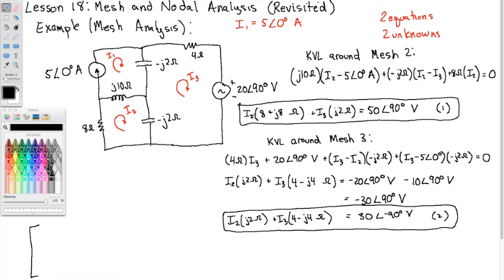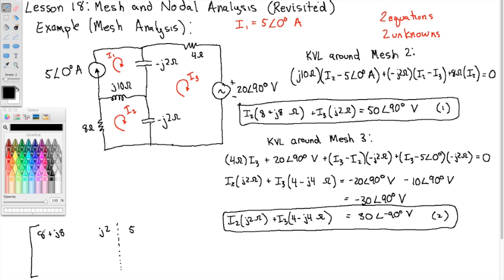Okay, what's multiplying I2 in the first equation? Well, that's 8 plus J8. And I'm going to leave off the units now because this is getting mathy. And what's multiplying I3? Well, that's J2. All right. And augment that with the answer. So the answer here, the constant, is 50 angle 90 degrees. So 50 angle 90 degrees, right?